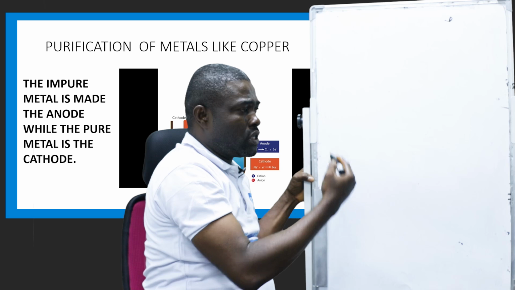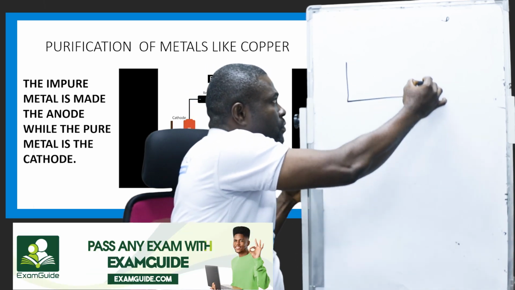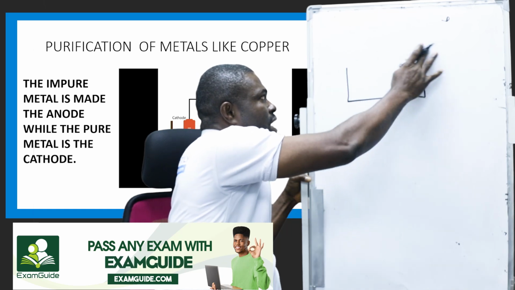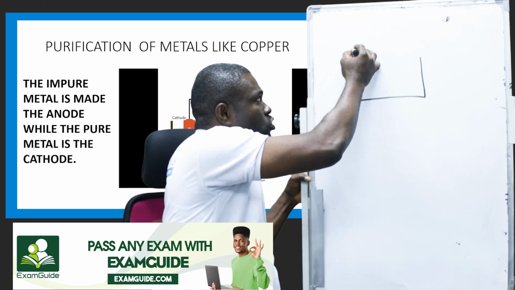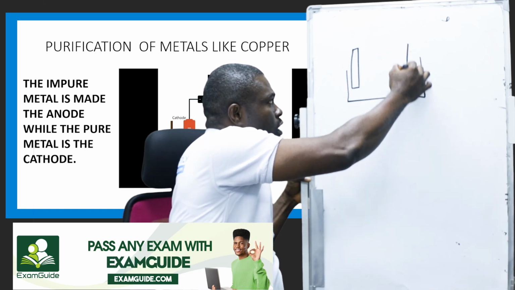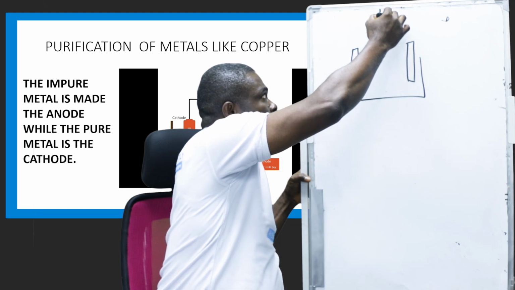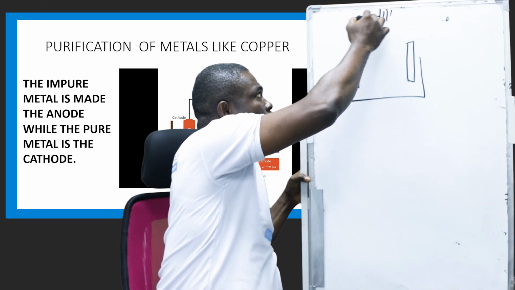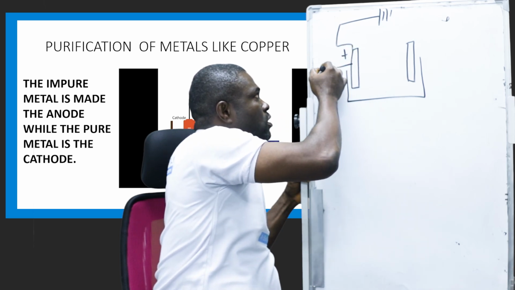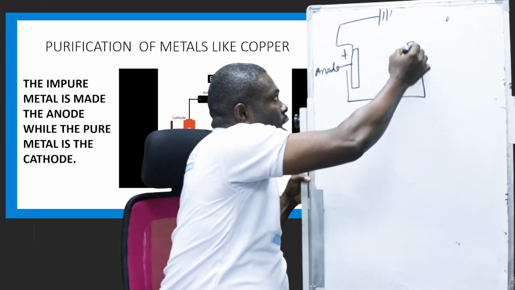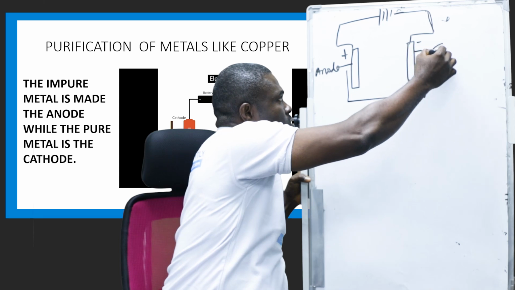Set up your electrolytic cell. How do you do that? Look for a container. A beaker can serve, a big one. Get your two electrodes. We shall know what we are going to use to construct the two electrodes. Let my positive one be here, which is the anode, and let the negative one be here, which is the cathode.